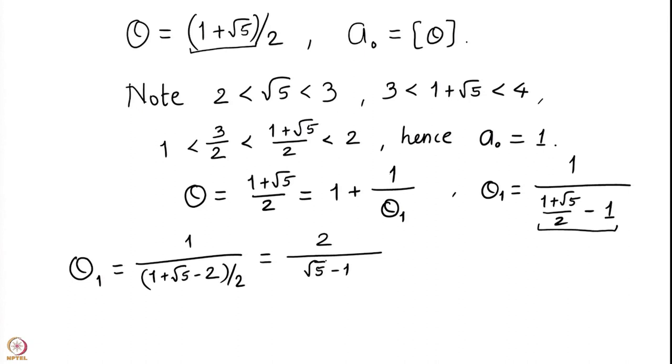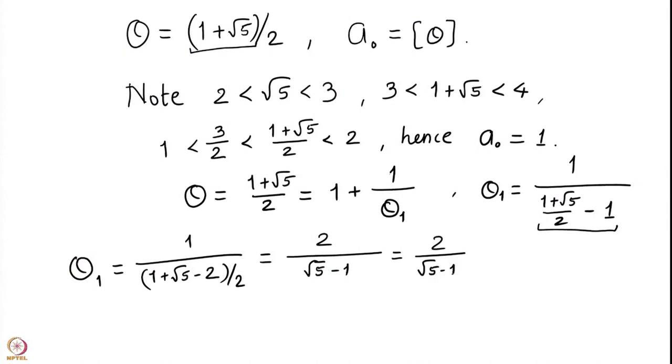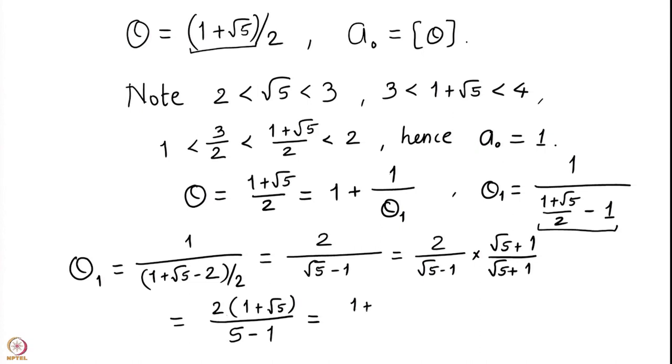We want to simplify it further by bringing the denominator root 5 to the numerator, and the standard trick to do that is to multiply both sides by what is called the conjugate of the denominator. So, numerator is 2 times 1 plus root 5, and denominator is of the form alpha minus beta into alpha plus beta. So, that is alpha square minus beta square. Alpha square is root 5 square, so that is 5 minus the square of 1, which is 1. So, this is 4, we have 2 in the numerator, we get it to be 1 plus root 5 upon 2, which is the theta we started with. So, theta 1 is equal to theta.